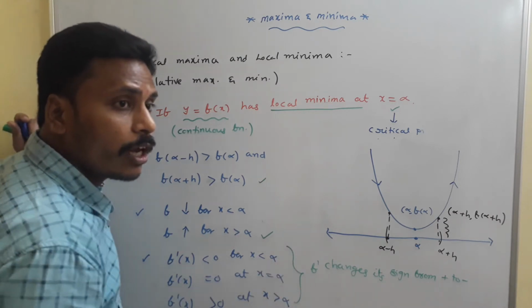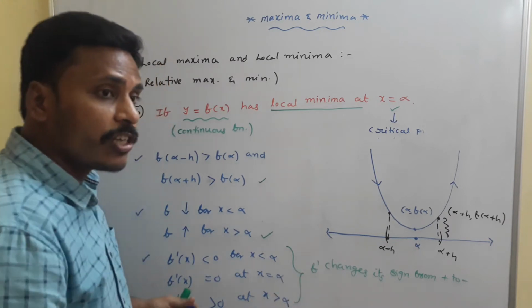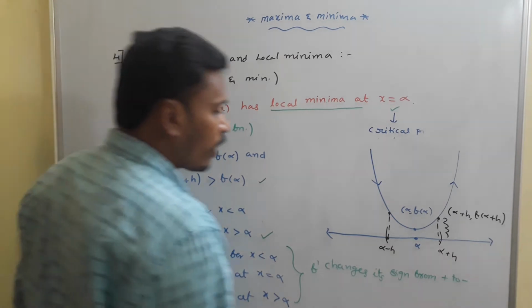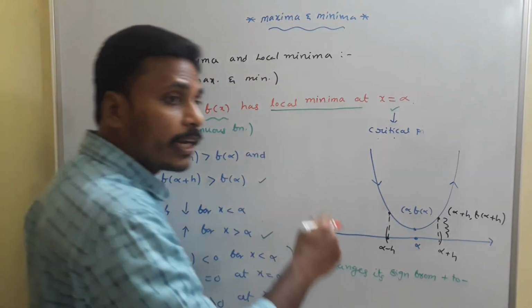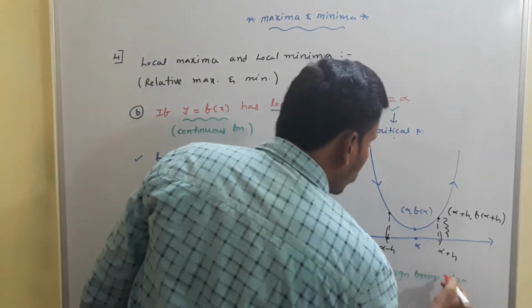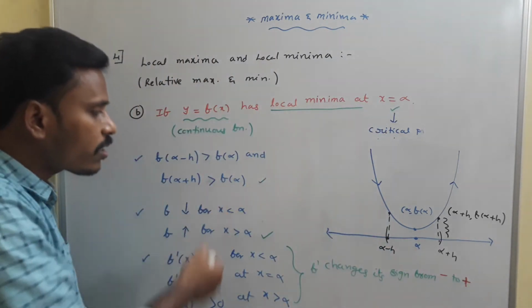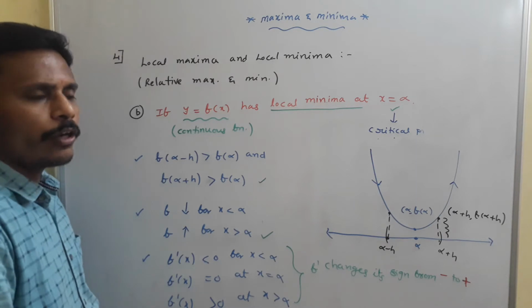Again, from these three we will conclude one statement: f dash changes its sign from negative to positive. For maxima, positive to negative; for minima, f dash is changing its sign from negative to positive. Using these conditions we are going to solve some problems.